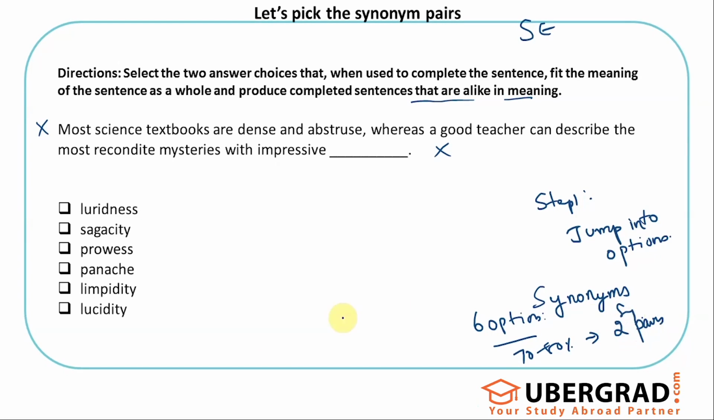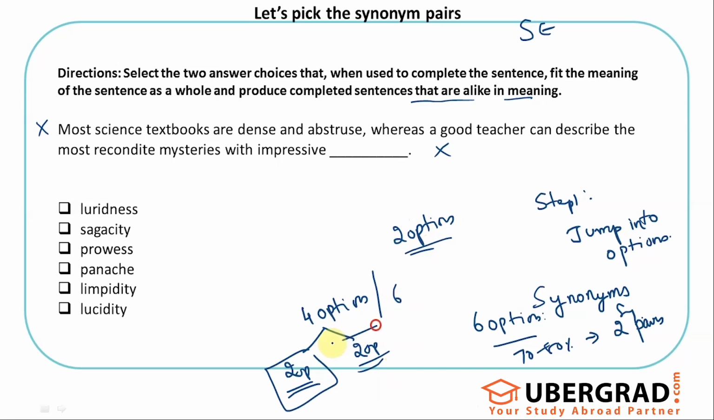2 synonym pairs. That is, 4 options out of the 6 can be split into 2 pairs, 2 options with similar meaning and 2 options with similar meaning, and then you will be left with another 2 options which are not related in any way. This is what we generally see. So if I can select these 2 pairs properly, then I straight away eliminate the other 2, and if I can fit one of these 4 options into the blank, then automatically I know which would be the second option and which are the other 2 I should eliminate, right?